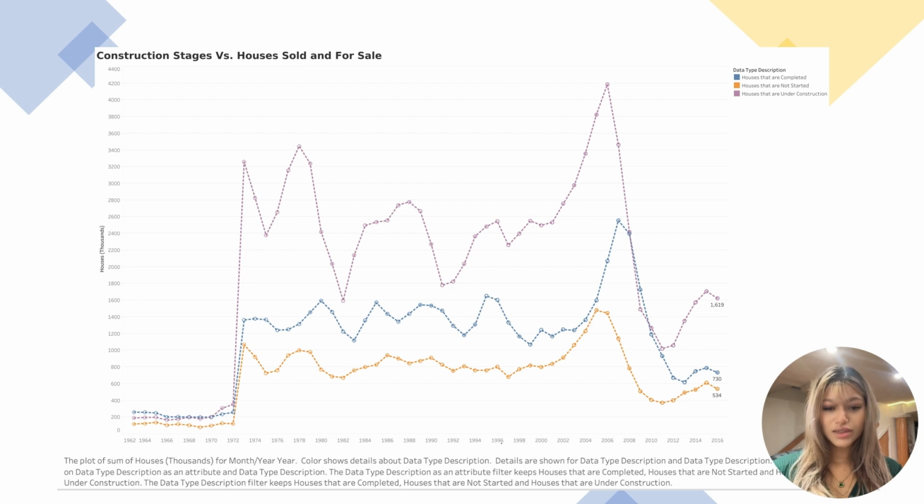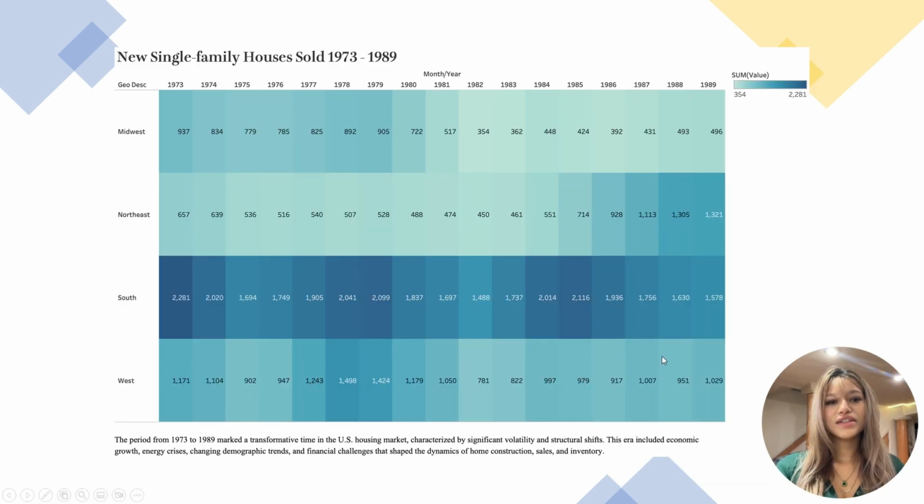and construction stages. Next, let's turn to the second visualization, the heat map of new single-family homes sold from 1973 to 1989. This graph shows regional sales patterns with darker colors representing higher sales. This heat map highlights regional trends in new single-family home sales from 1973 to 1989. Darker shades represent higher sale volumes, allowing us to compare activity across South, West, Midwest, and Northeast. These are different regions in the US.